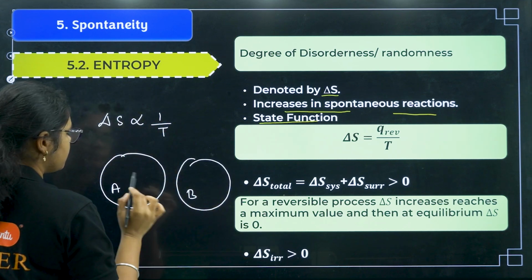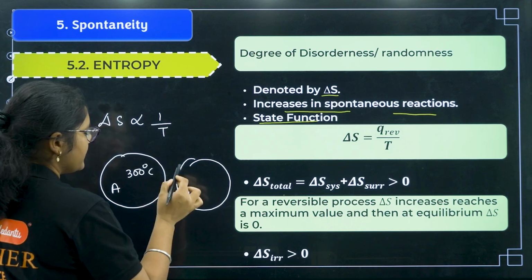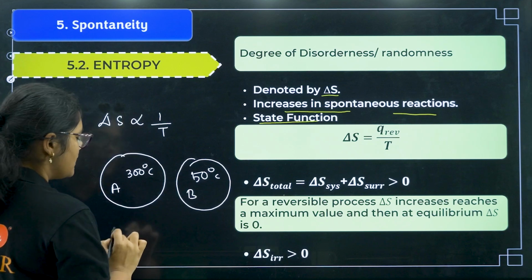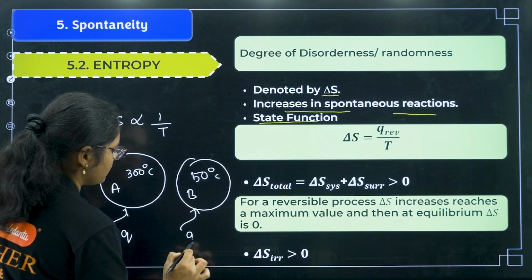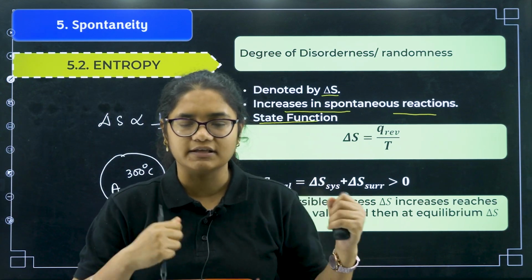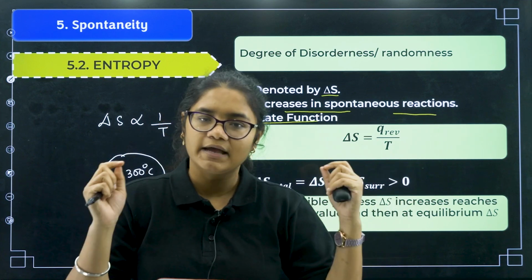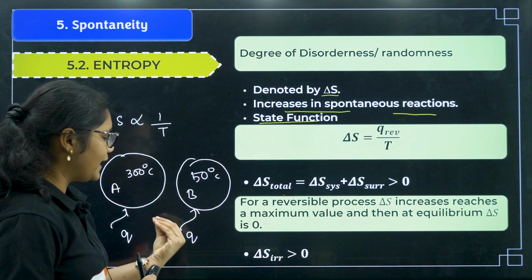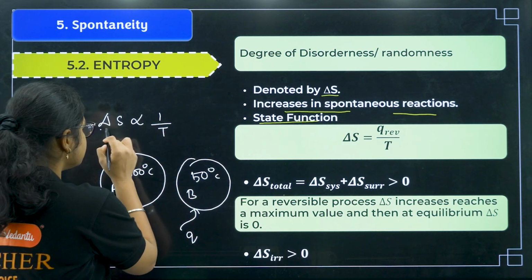Okay, now system A is at a temperature of 300 degrees Celsius, and system B is at a temperature of 50 degrees Celsius. Now you give Q amount of heat to A and Q amount of heat to B. When you provide heat, the molecules get more energy, they start vibrating, they become more random, more disordered, and entropy will increase. Now what you will observe is the change in entropy.